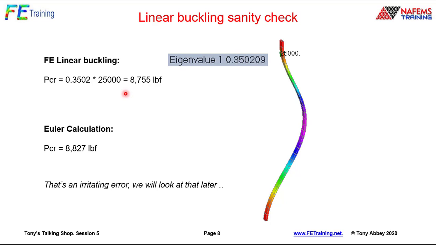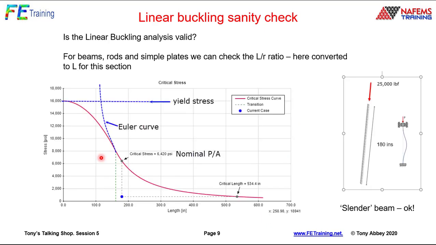So it's fairly close to the Euler calculation, but it's not quite there. I get 8755 versus 8827. Now that's an irritating little error. It's a small percentage, but we'll look at that a little bit later on to see why we get that error. So the linear buckling analysis, just as a sanity check, that should work.